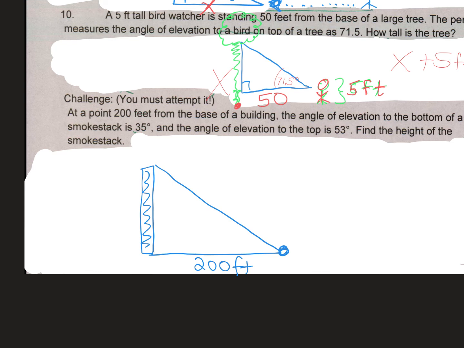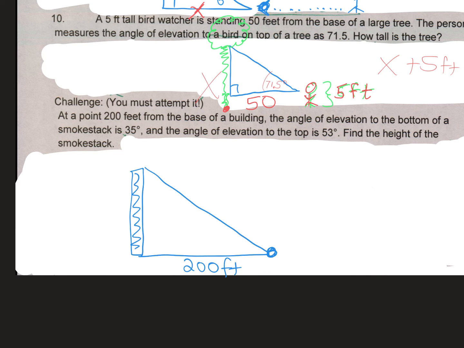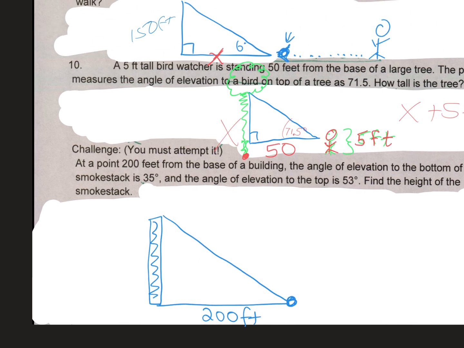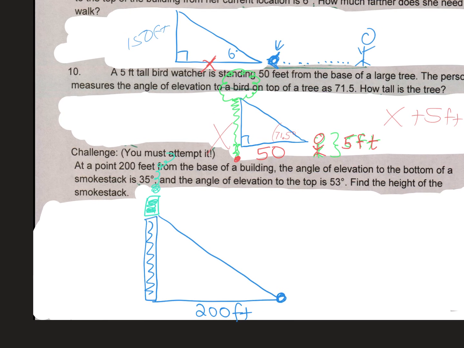Oh, wait, did I skip something? Oh, I did. I'm sorry. Hold on. Angle of elevation. Oh, there's a smokestack on top. Okay, there's a smokestack. It says the angle of elevation to the bottom of the smokestack is what? 35 degrees. And then it says the angle of elevation to the top of the smokestack is how much?